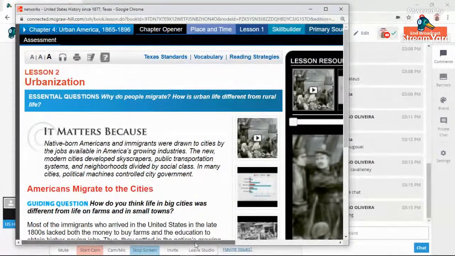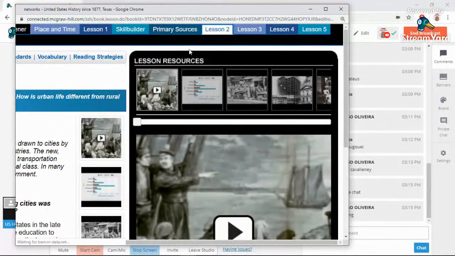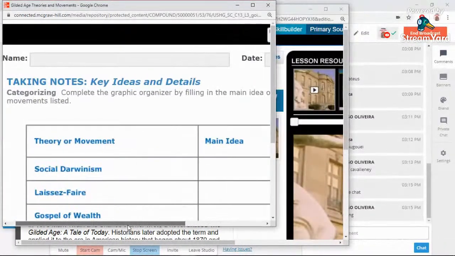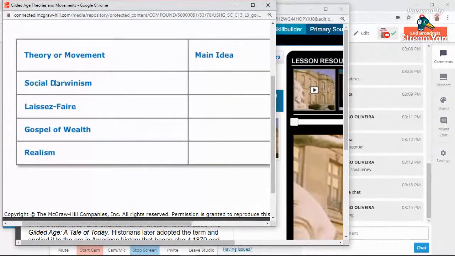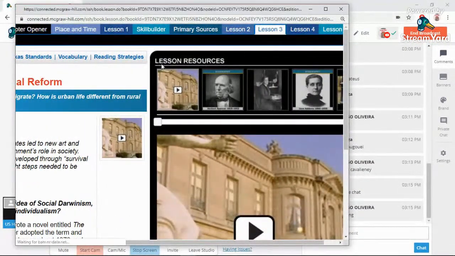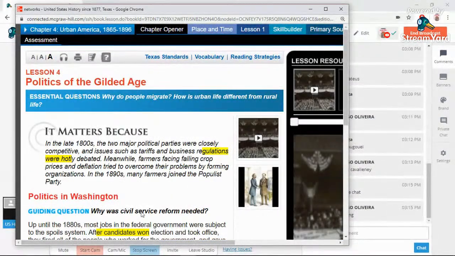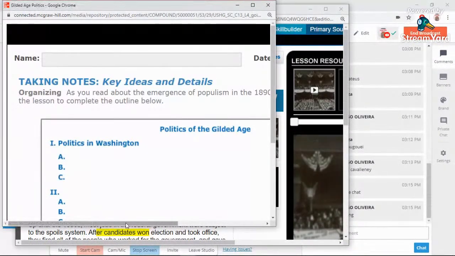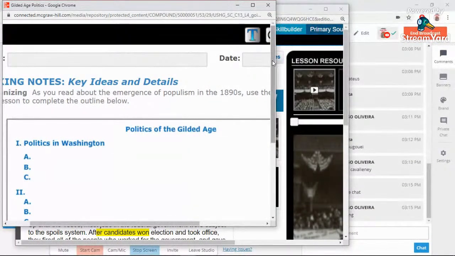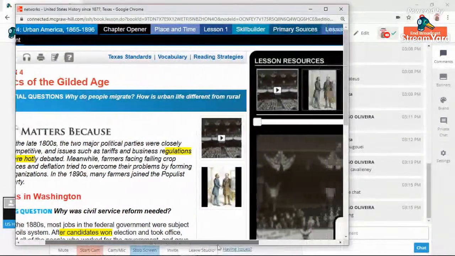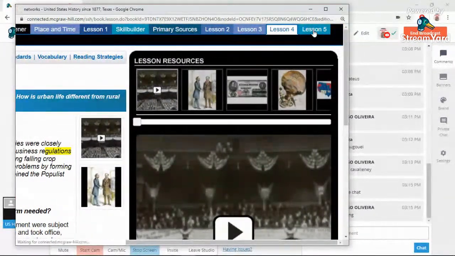And then if you did not write your own notes, then you have to do these. You have to do lesson 3. Here you have the different movements and what were their main ideas. You have to do lesson 4. Again, this is if you did not write your own notes. You don't have to do it if you wrote your own notes. Politics of the Gilded Age. So you have to write a little outline of the things that happened. Lesson 5.